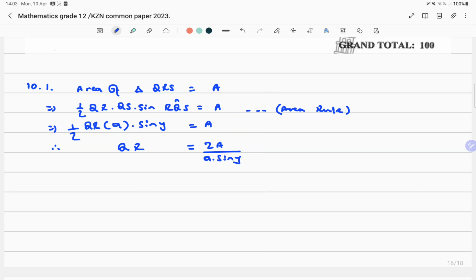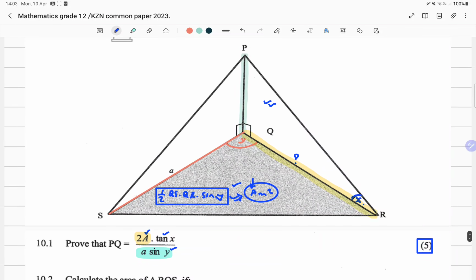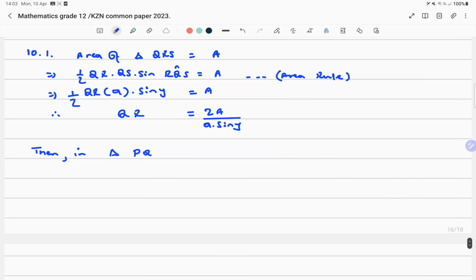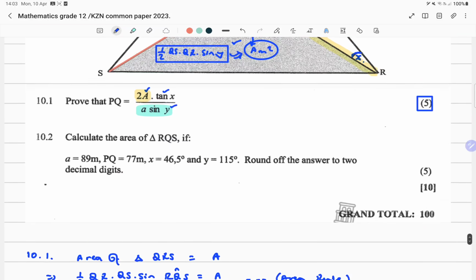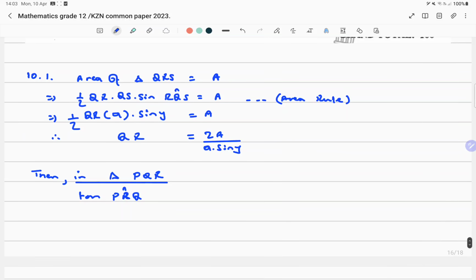Anyway, now that we have QR, we can say then in triangle, now let's look at this triangle, it's going to be PQR. Okay, I always underline my statement. Remember, this is a right-angled triangle, so we can use trig ratios. We know that tan of angle PRQ is going to be equal to PQ, the opposite, over the adjacent, which is now QR. All right, so that's just simple trigonometric ratios.